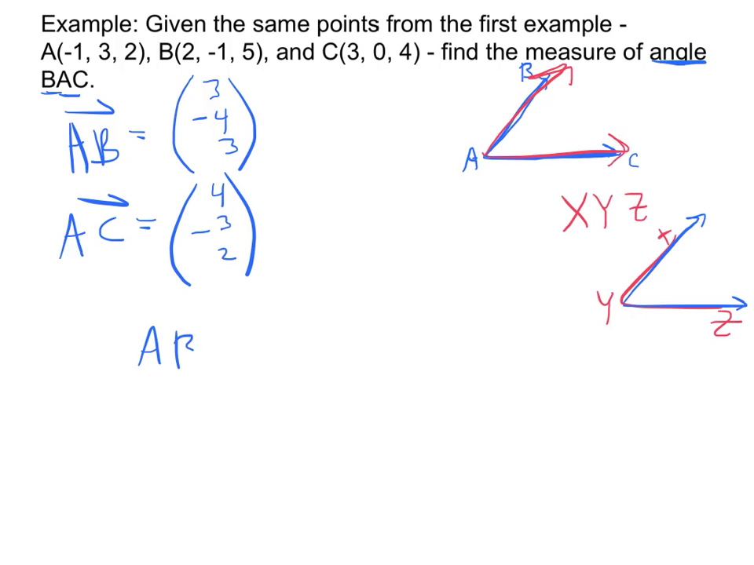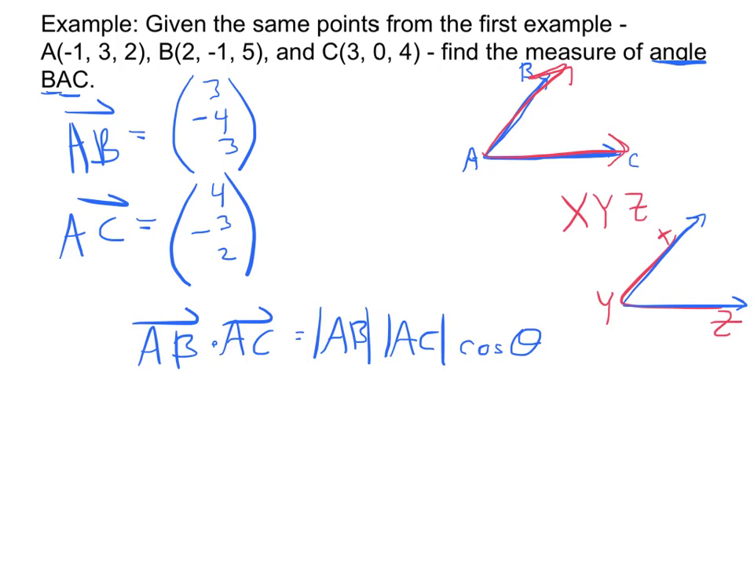We know that the dot product of two vectors is supposed to be equal to the magnitude of the first one times the magnitude of the second one times the cosine of the angle between them. So pause the video, compute that dot product, compute the magnitudes, go through these things and make sure that you're getting this answer.